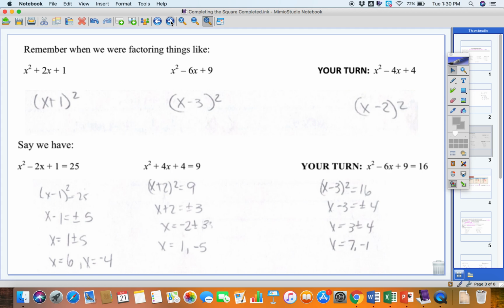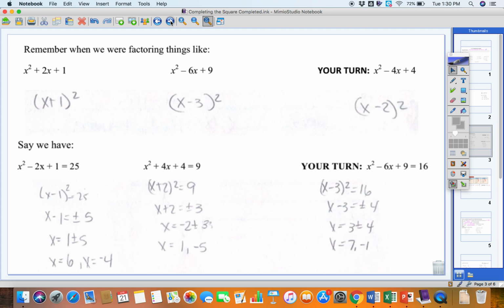So for your turn here, it's already done again. When you factor it into x minus 3 squared equals 16, you take the square root of both sides, so x minus 3 equals plus or minus 4. You add the 3 to both sides, so you get 3 plus or minus 4. Well, 3 plus 4 is 7. 3 minus 4 is negative 1. So those are your answers.